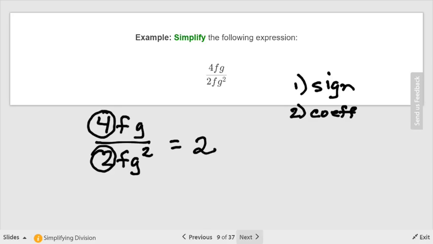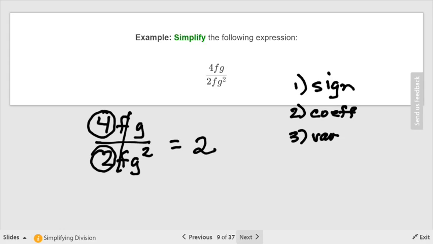There you go. Good. Then the next thing I need to do is start working on the variables. Guys, there's more than one variable here. So what's f divided by f going to make? 1. But do I need to write the 1? No, because I already have a number there. If I didn't have a number there, I'd have to write the 1.